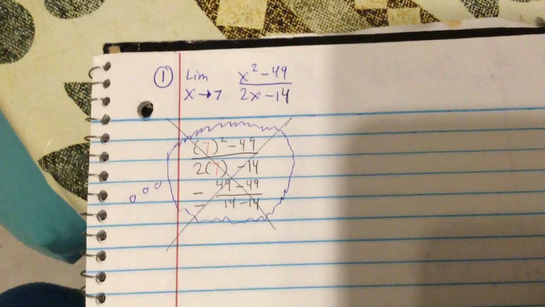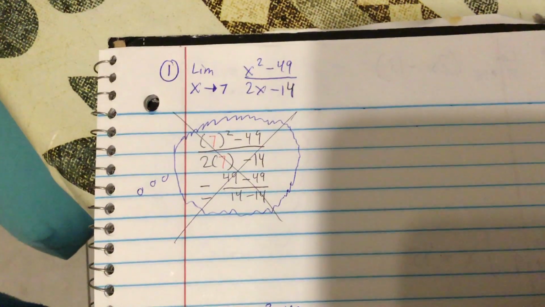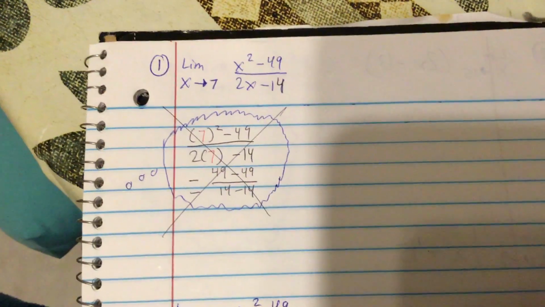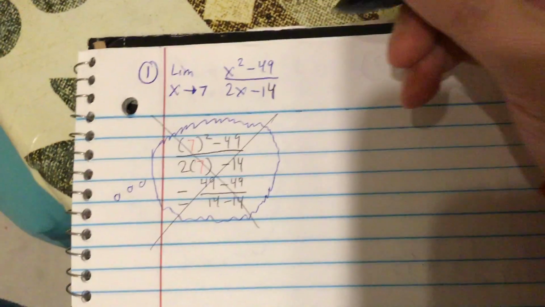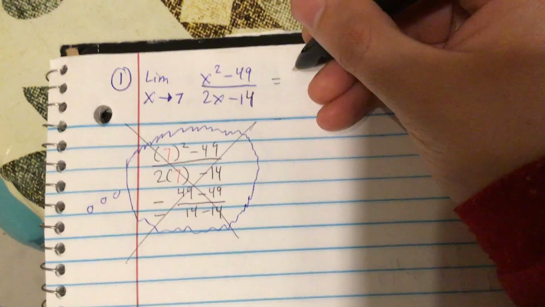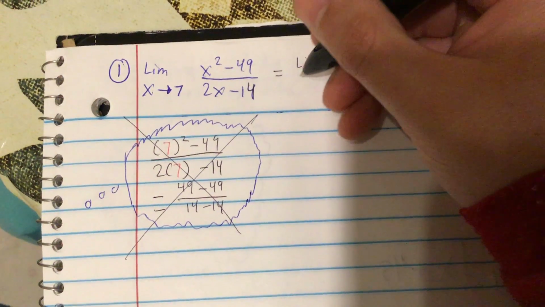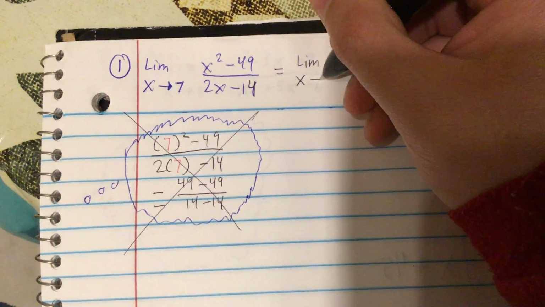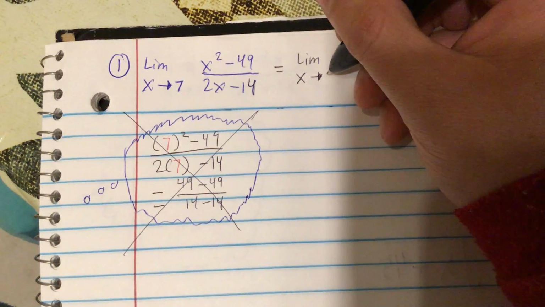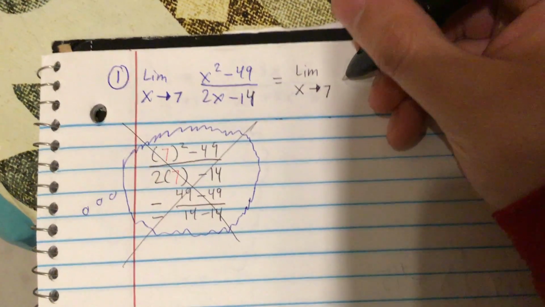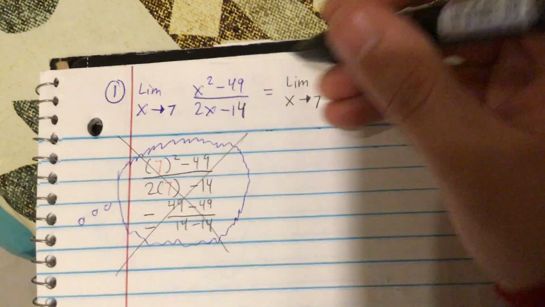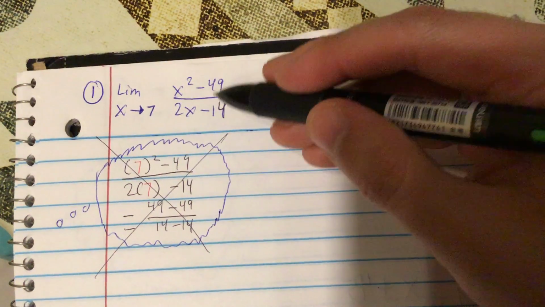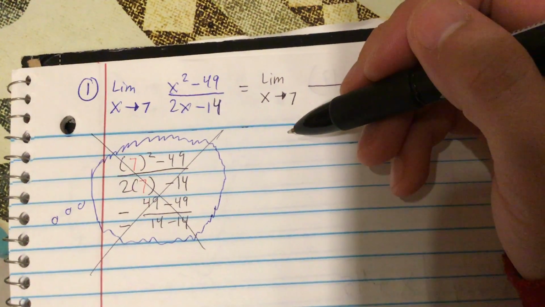But now I'm trying to figure out, well, where would that hole actually be in the graph? Where is it supposed to be? So I'm going to do this using the factoring method because that's what's expected of you in August or September of 2020. So I've got the limit as x approaches 7 for x squared minus 49 over 2x minus 14.